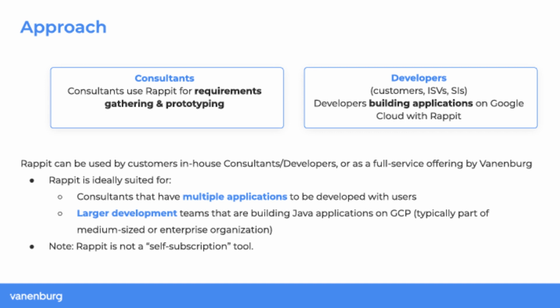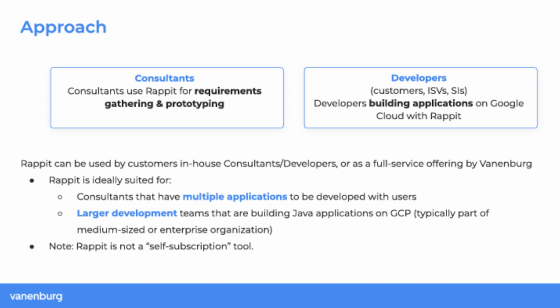So it can be used in-house by those personas, as well as a full source offering for Vaandenburg, where if you have a specific need, of course, we can also help you build that application rapidly using the tool as well as our own developers. So it's really ideally suited for consultants that have multiple applications to develop together with users, as well as large development teams that build Java applications, typically part of a medium-sized or enterprise organization.